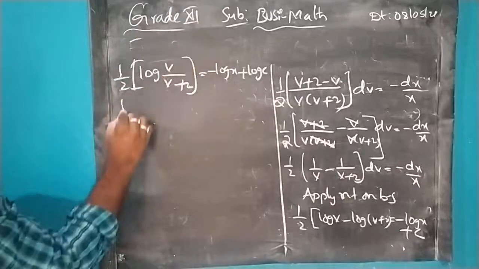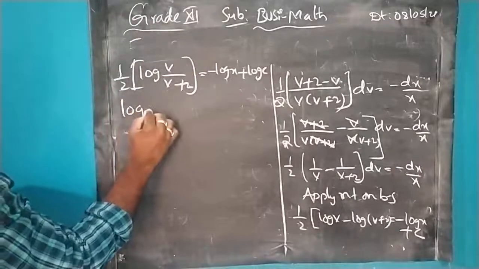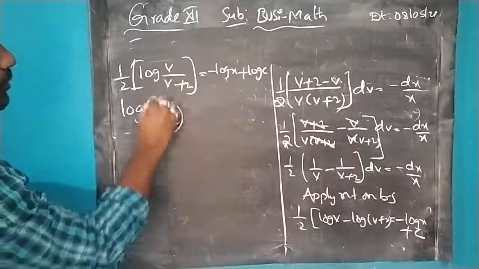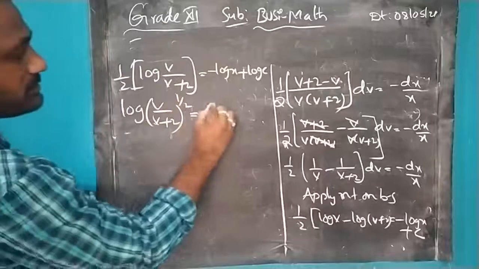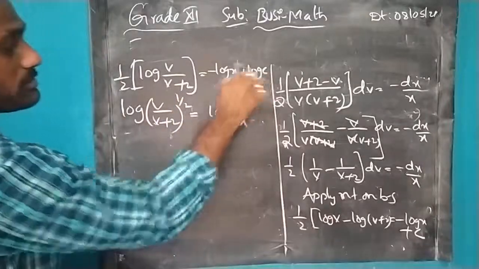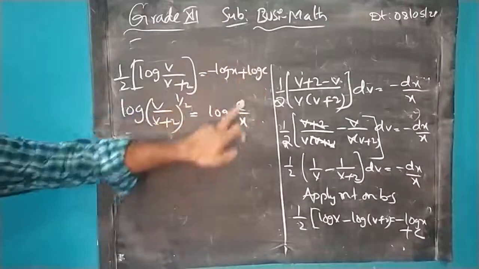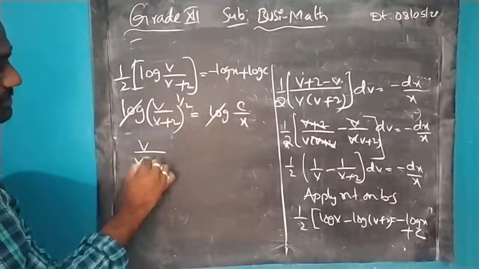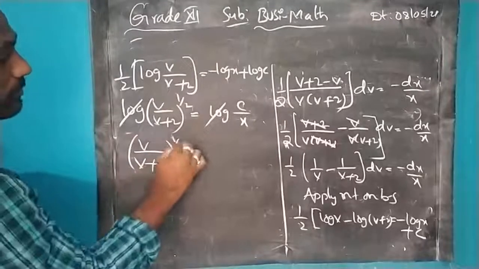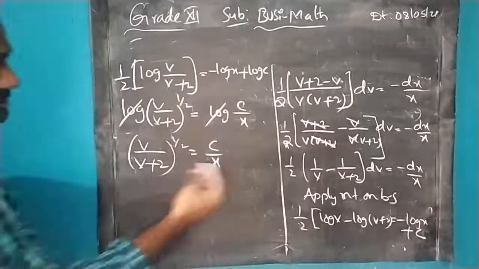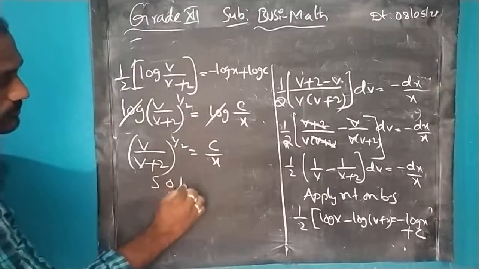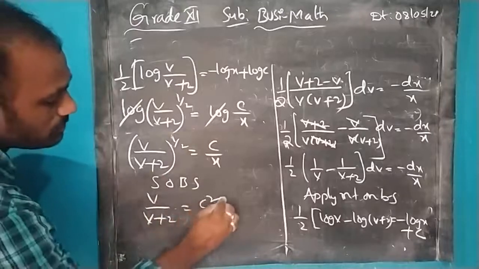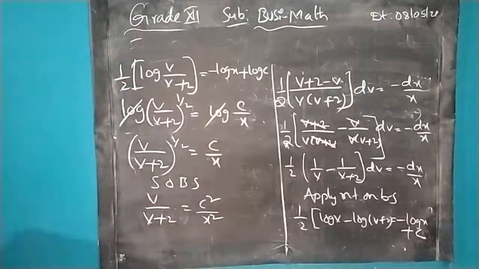So this power will go: log of the whole power 1 by 2. V by (V plus 2) whole power 1 by 2 is equal to log c by x. Why? Because log a minus log b can be written as log a by b. Log gets cancelled. So now the value is V by (V plus 2) whole power 1 by 2 is equal to c by x. Squaring on both sides, we are going to get V by (V plus 2) is equal to c square by x square.